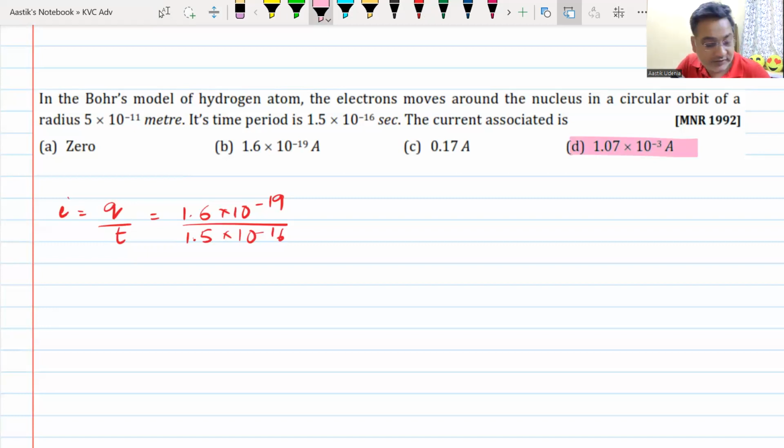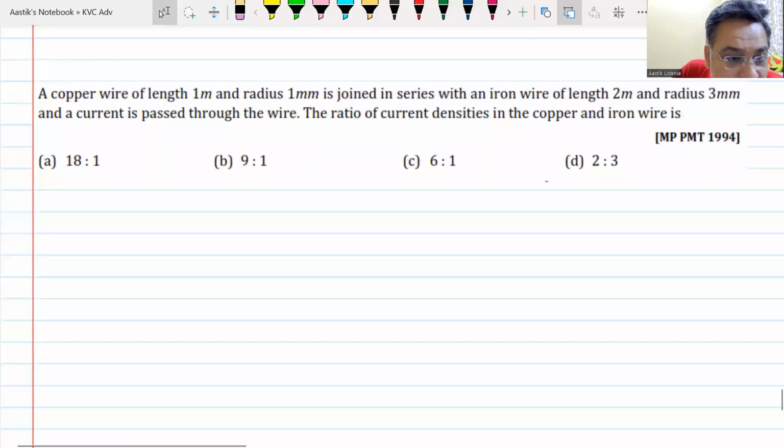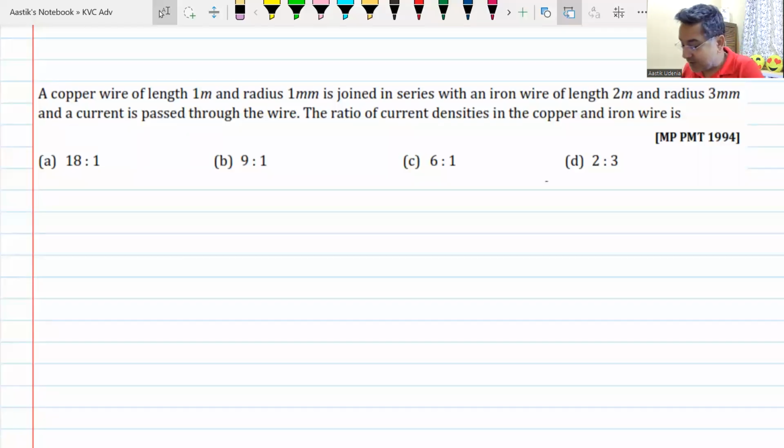The next question arrives now. A copper wire of length 1 meter and radius 1 mm is joined in series with an iron wire of length 2 meter and radius 3 mm, and a current is passed through them. The ratio of current densities in the two wires is, and you have 2 minutes. Option B, 9:1 is correct.